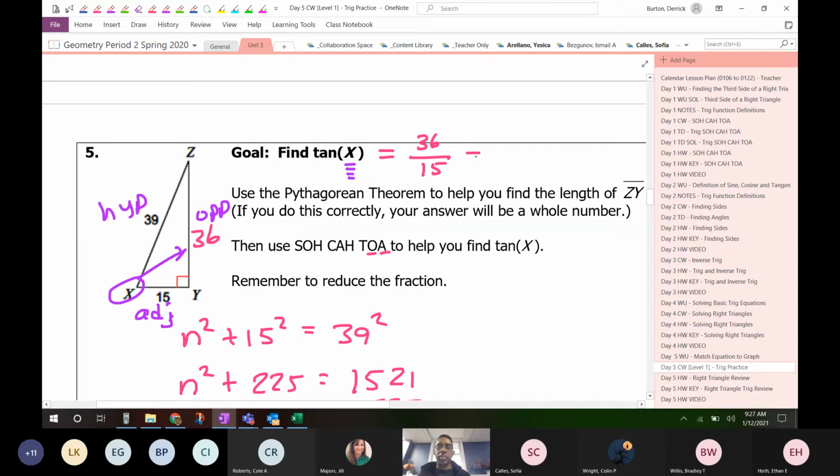Then it's just a matter of reducing. Both of these are divisible by 3. I think that's the best we can do. So I'm dividing both of these by 3. So that's going to give me 12 over 5. So that's it. This is the tangent of x. All right. Again, they did not ask us to find x. So I'm not doing the inverse tangent. I'm stopping. The tangent of x is this. Boom, we're done.